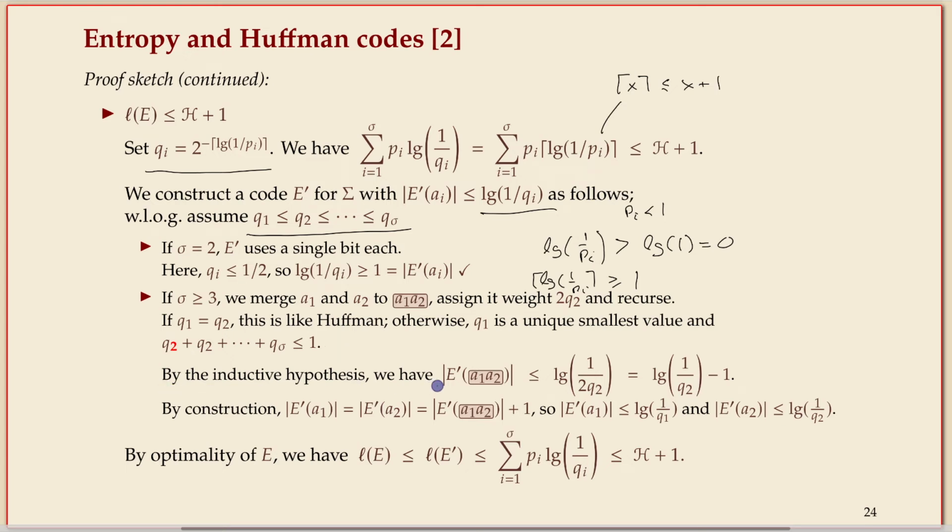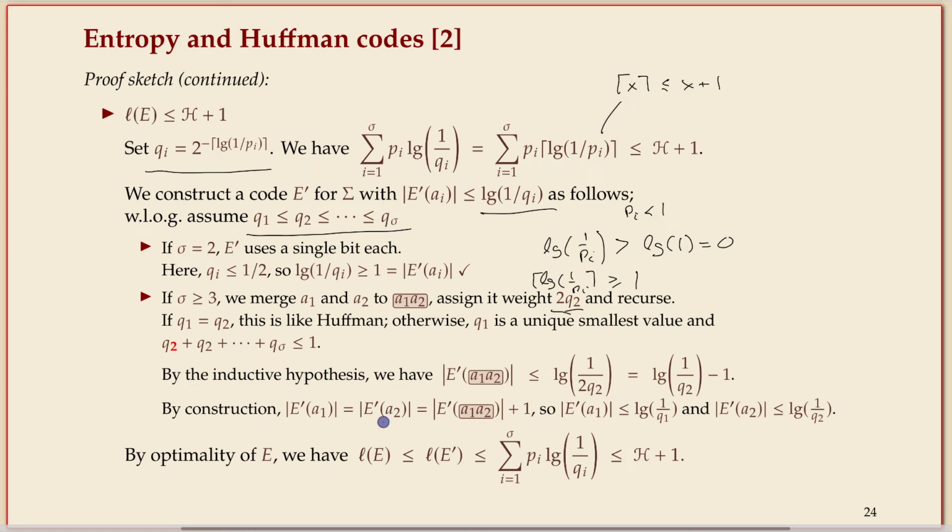Then we use the code that we construct from the recursive call. There we use the inductive hypothesis to show that this inequality is true. So the code word length of this E prime for this character is at most log of 1 over its weight, and the weight was set to 2q2. And that you can write as log of 1 over q2 minus 1 if you pull it out.